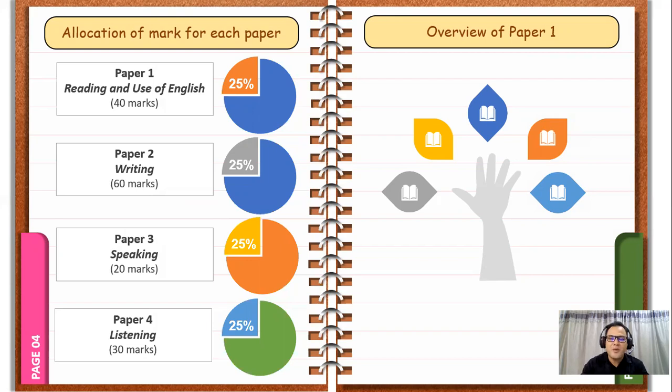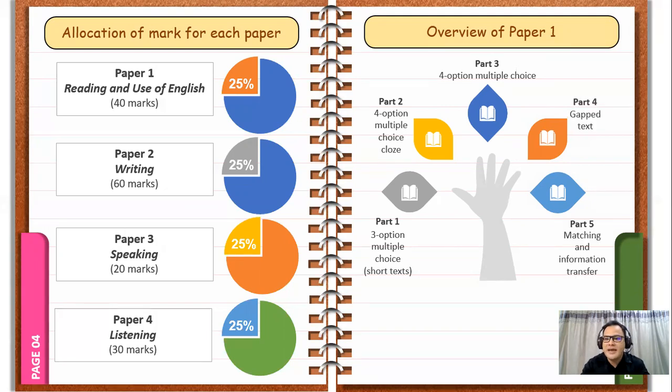Now, let's look at paper 1. In paper 1, the task type is 3-option multiple choice, where you are given short texts. Then in part 2, we have 4-option multiple choice cloze. Part 3, 4-option multiple choice. Part 4, gap text. And part 5, matching and information transfer.